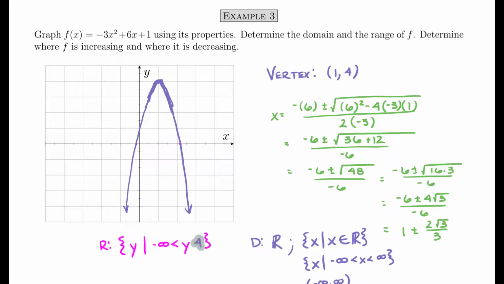And I did not put my inequality in there. It will include positive 4, so we will do less than or equal to. If you're using interval notation, then it would just be negative infinity to 4, parentheses around the negative infinity, square bracket around the 4, and there's your range. So opens up, y-coordinate to positive infinity. If it opens down, negative infinity to y-coordinate, and that's how you determine the range of a quadratic.